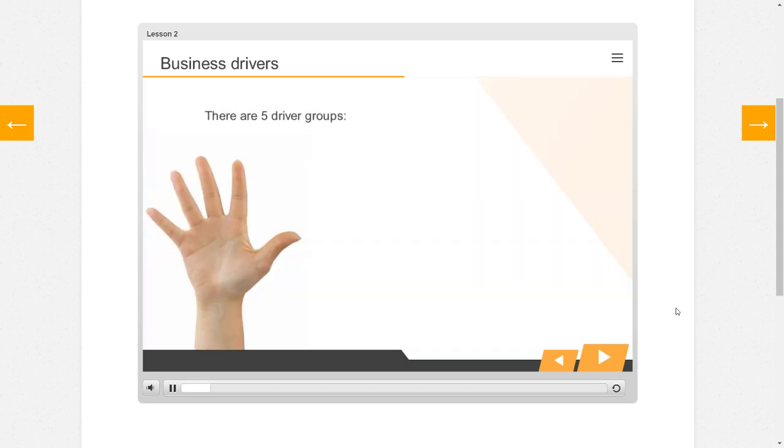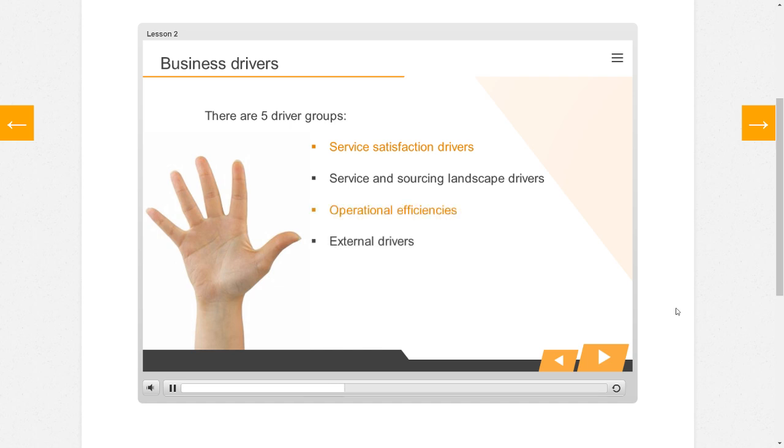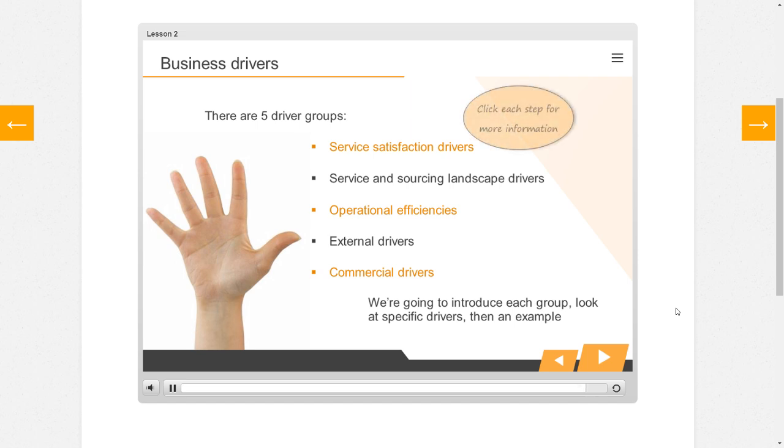There are 5 generic driver groups for a SIAM approach, which you can see on screen here. Service satisfaction drivers, service and sourcing landscape drivers, operational efficiencies, external drivers, commercial drivers. In each group, there are a number of specific detailed drivers. We're going to study them in this way. Firstly, we will introduce the group. Then we will look at the specific drivers in the group, and then we will look at one real-world example. There's a lot of detail here, so make sure you review the content if you need to. Click on each group to get started.